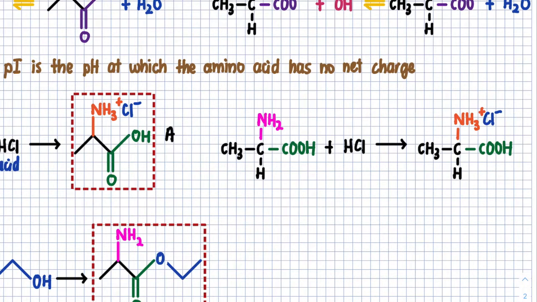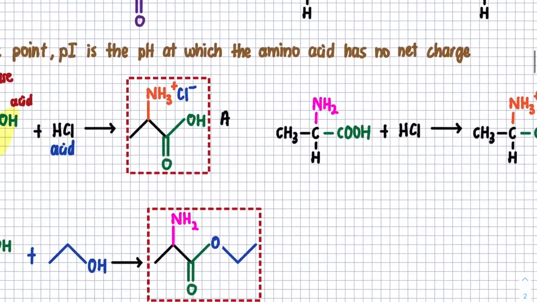So sama juga. Okay, COOH remain the same. The one that have the differences is actually NH2 ni. Accept hydrogen, so jadi NH3+, and then comes Cl-. Sebab yang ni kan HCl, H+, Cl-. Okay, so that's the first one.